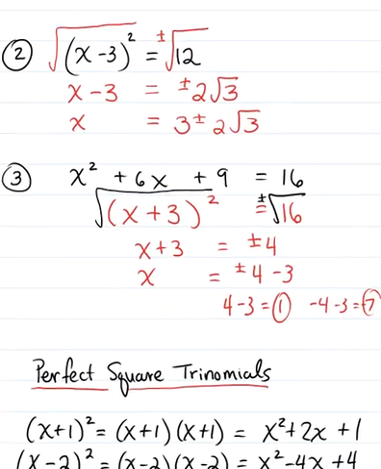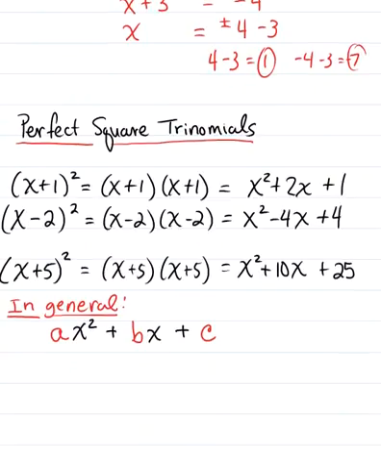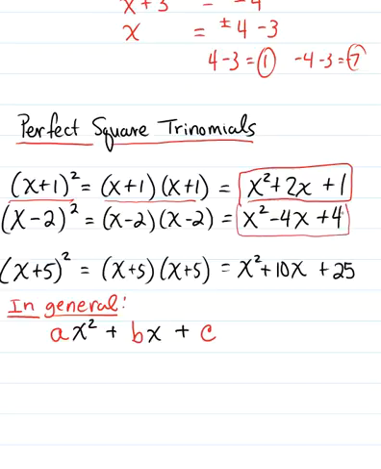One thing before we move on to our original problem, it's important that you be able to recognize for a trinomial which ones will factor into these perfect squares. So given x squared plus 2x plus 1, for example, or x squared minus 4x plus 4, or x squared plus 10x plus 25.